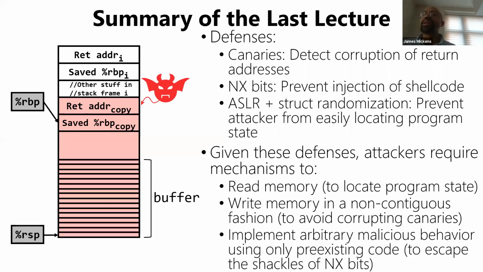And finally, the modern attacker wants some type of way to implement arbitrary malicious behavior using only pre-existing code. So why is this only pre-existing code part important? Well, as I mentioned a couple minutes ago, no execute bits prevent the attacker from being able to inject new code into the program. So the attacker is restricted to executing pieces of code that are already in the address space. But are those pieces of code Turing complete? Is it possible for the attacker to stitch those little pre-existing pieces of code together to perform arbitrary malicious activity? As it turns out, the answer is yes.